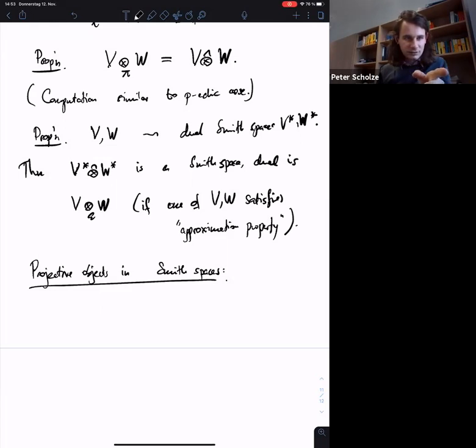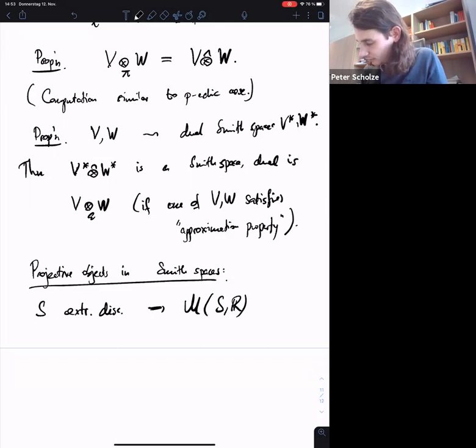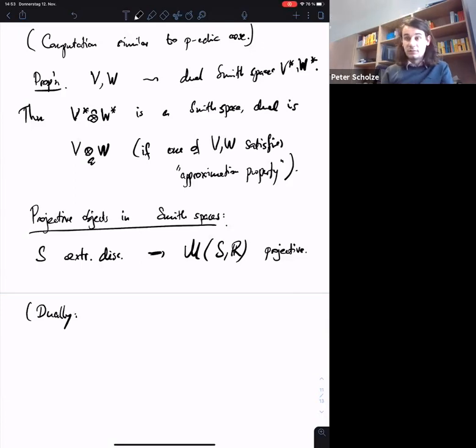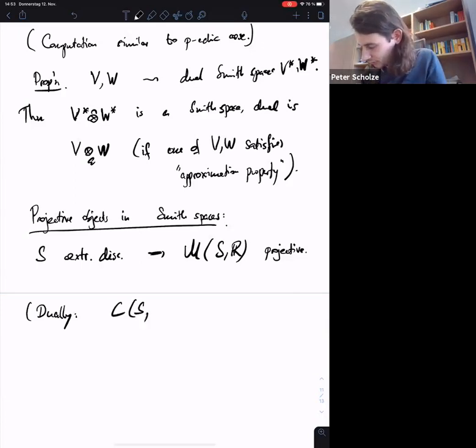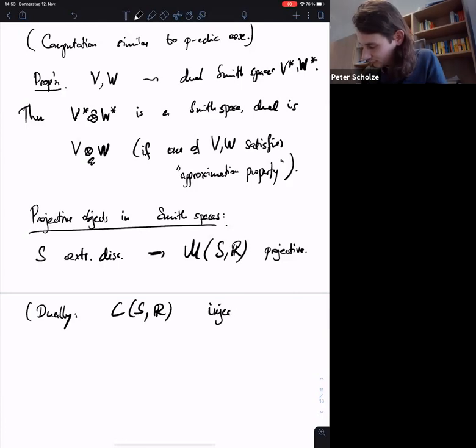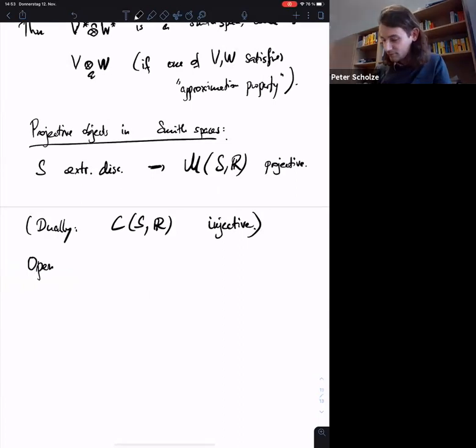Yes. The answer to Marco's question is yes. For the projective tensor objects, at least it's true that if S is extremely disconnected, then this here is a projective. And usually people care more about Banach than about Smith spaces. So usually what people study more is whether a Banach space is injective. And usually the statement is that this guy is injective. And an open question in Banach space theory is whether any injective Banach space is of this form.